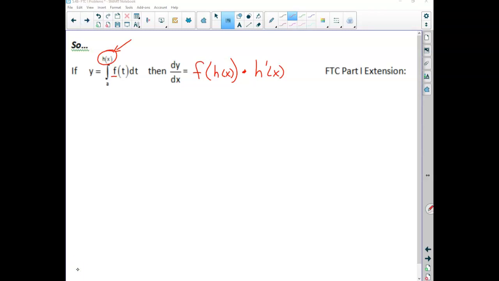Well, I hope most of this made sense. We are going to actually prove this tomorrow at the beginning of class.